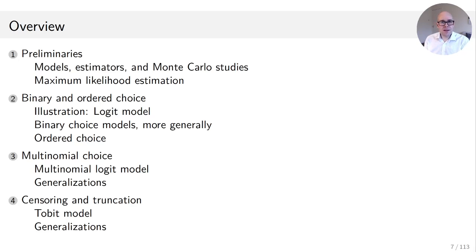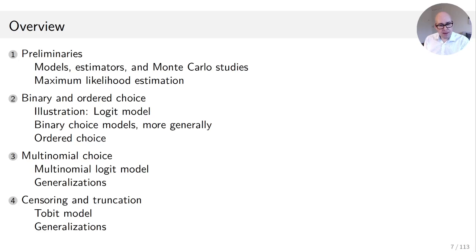Multinomial choice, here you can think of things like brand choice. So with brand choice, you have a few alternatives, and you order them in terms of the utility they give you, and this ordering might be different for different individuals, and this is what these models capture. The benchmark model is the multinomial logit model, and then we're going to look at generalizations as well.